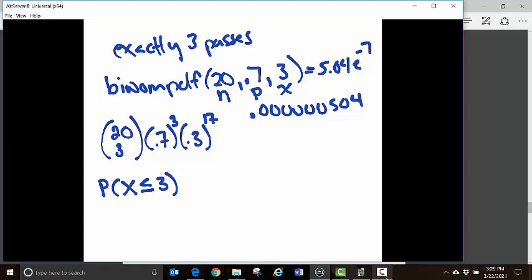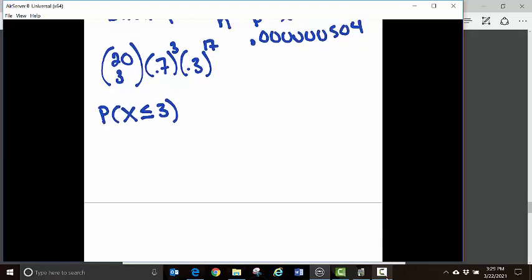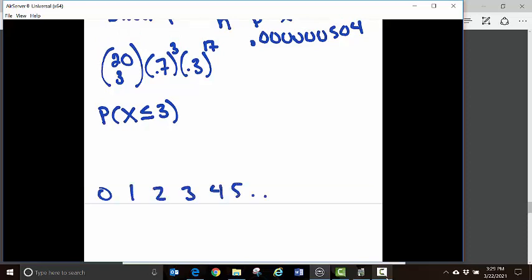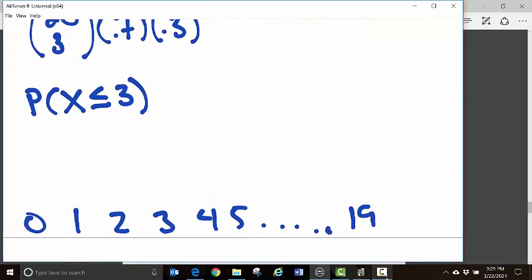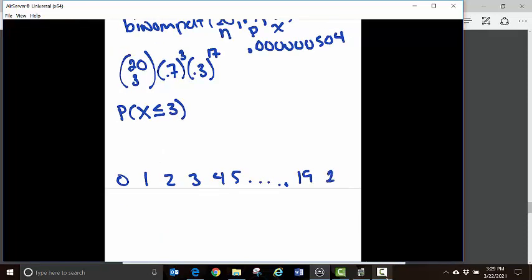So this one is exactly 3. This one would be less than 3. So your options could be that nobody passes, 1 passes, 2 passes, 3 passes, okay? All the way up to all 20 kids pass. Nobody passes out of 20 kids, Mr.